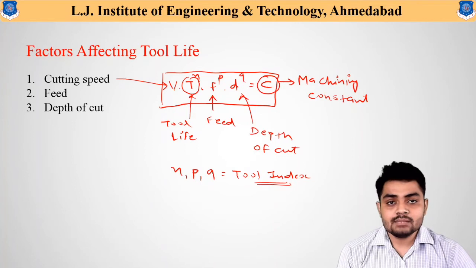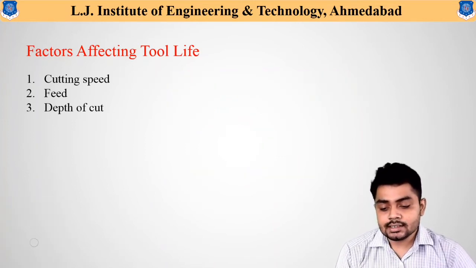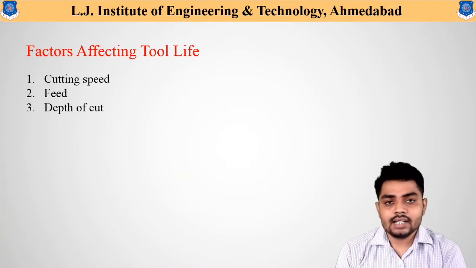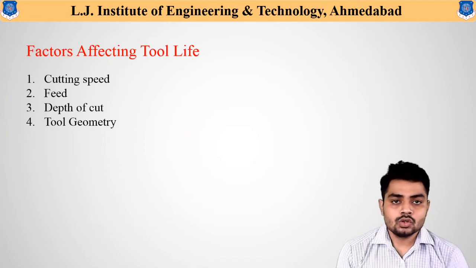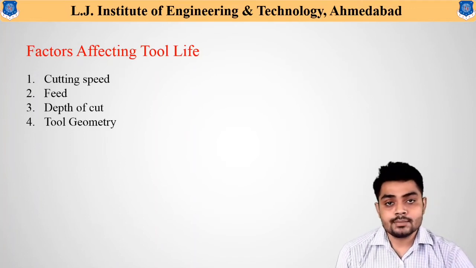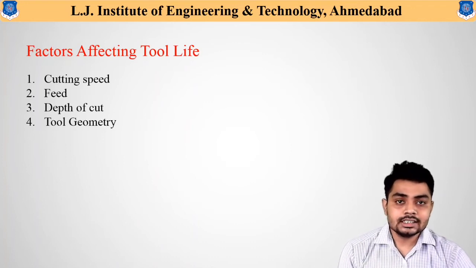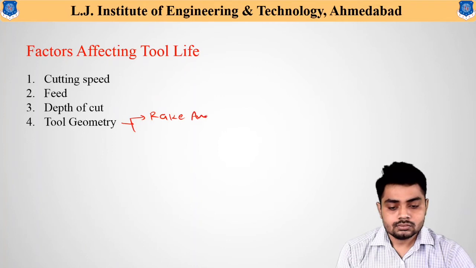So these are the three major factors which affect the tool life. Other than these, there are also different factors, of which the next one is the tool geometry. Let us see the effect of tool geometry on tool life. For that we will consider two important angles. The first one is the rake angle, and the second one is the clearance angle.